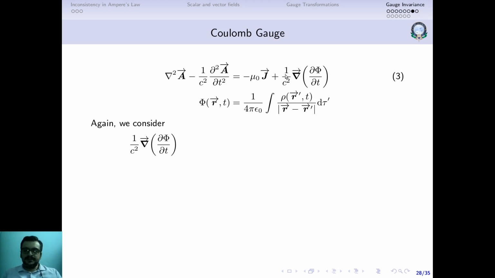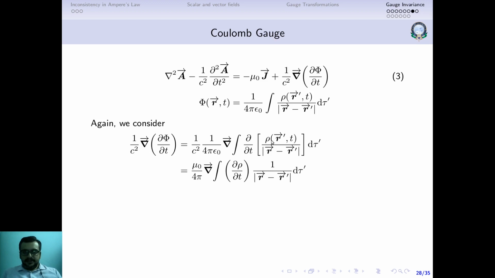Now we will consider the second term on the right hand side of equation number 3. All we need to do is take this phi and substitute this integral. That's how we get 1 by 4 pi epsilon naught, then gradient, integration, dou by dou t. I can take the dou by dou t inside, so we get rho by the magnitude of r minus r prime, d tau prime. Now this dou by dou t applies only on rho, because rho is the quantity which depends on time t.